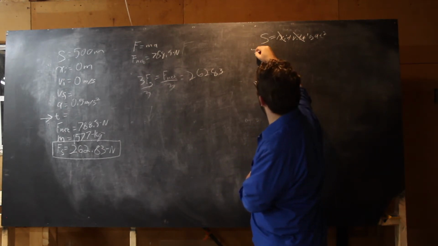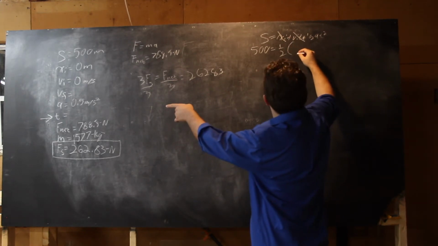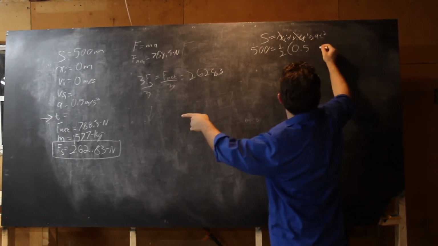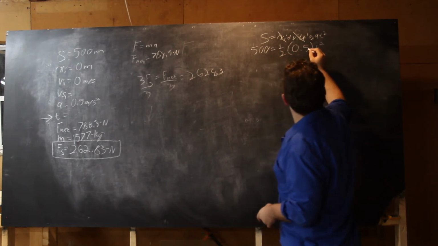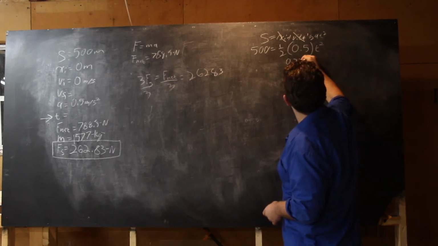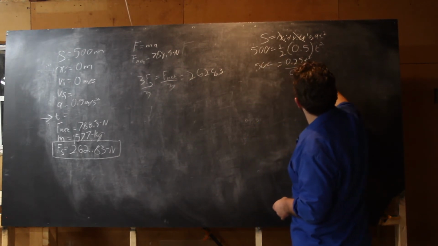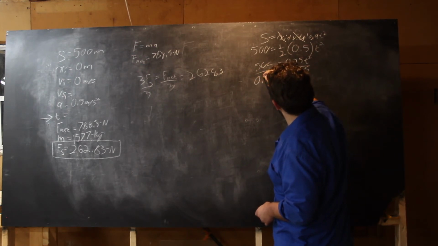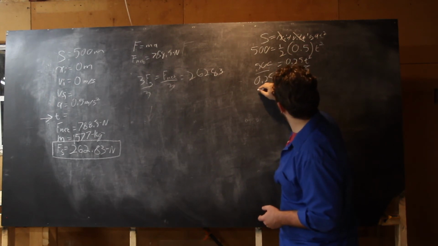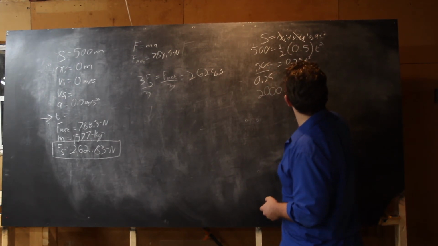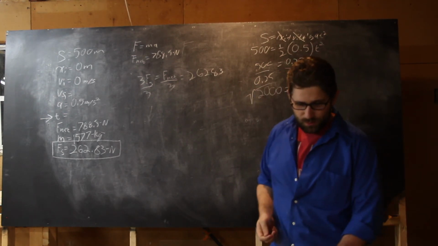So S is equal to 500 equals 1/2, and I know my acceleration is 0.5 because that's what I calculated to determine my net force, and then t squared. So 1/2 times 0.5 is 0.25. Still t squared equals 500. Then divide both sides by 0.25. And that's going to get me, the 500 divided by 0.25 is 2,000 equals t squared. So we're going to square root both sides, and that one I cannot do in my head.